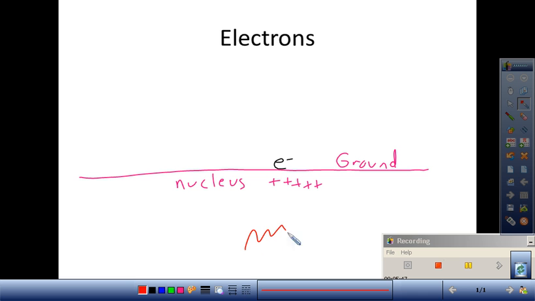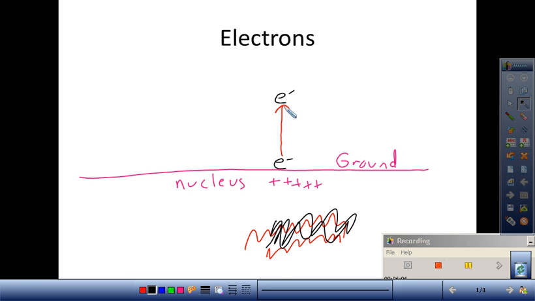But sometimes, here's my fire. Beautiful. My fire, some energy comes along. And this electron gets that energy. And he absorbs that energy. So he jumps up to a higher orbital. Now eventually this fire goes away, and this guy has all this energy, but he wants to be down here. And so he's going to fall back down. And when he falls back down, all of that energy he absorbed gets released. And it gets released in the form of light.